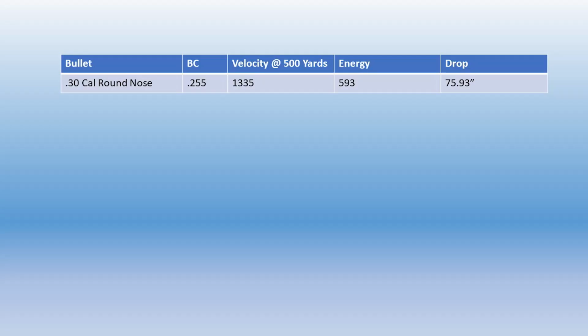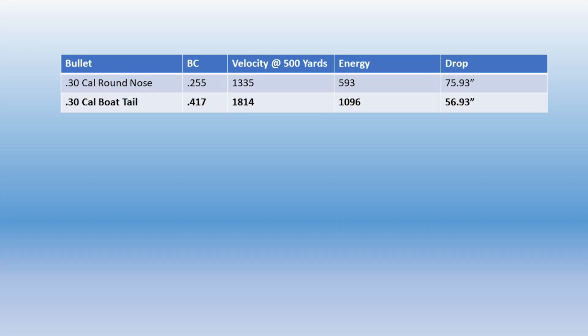We're going to skip out now to 500 yards and see what the real differences are at the longer ranges. Our baseline bullet, the 30 caliber round nose, is going to reach a 500 yard target at 1,335 feet per second and 593 foot-pounds of energy. So it's lost 2,000 foot-pounds of energy and 1,300 feet per second on its way to that target.